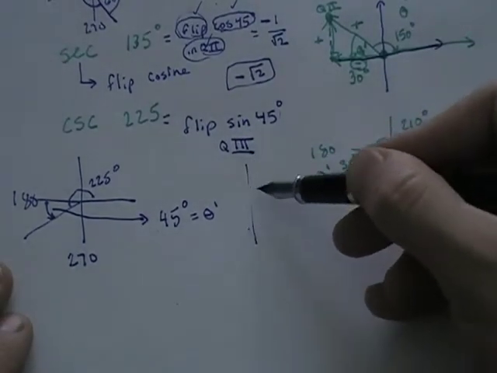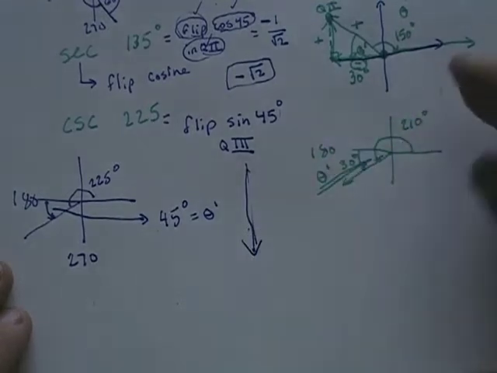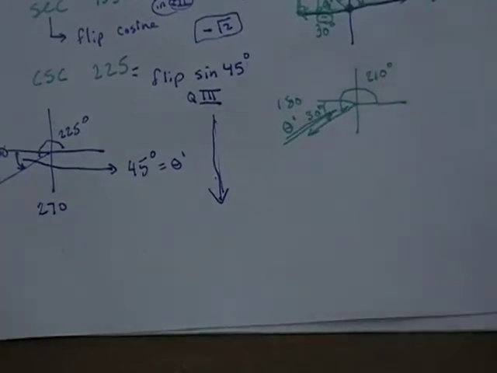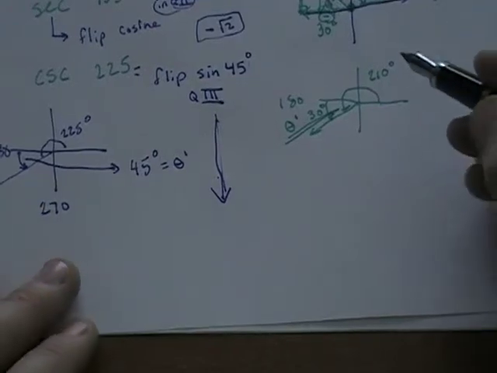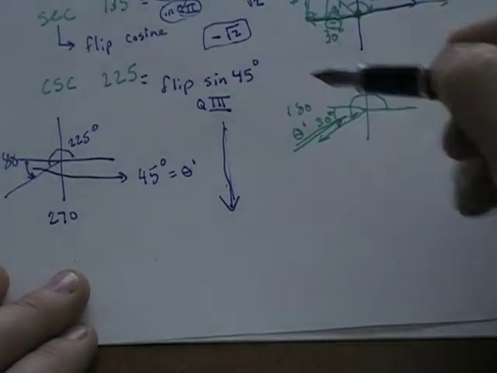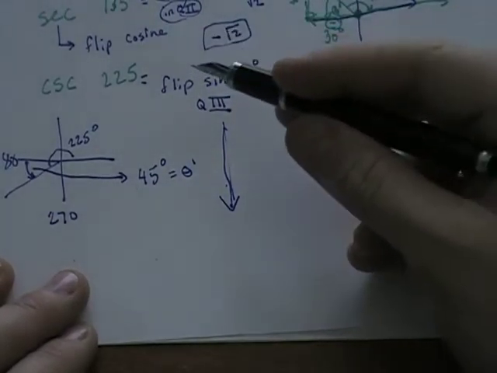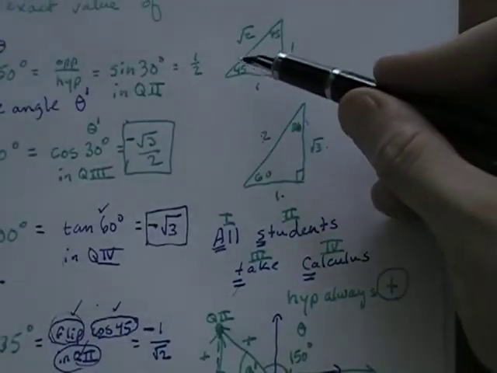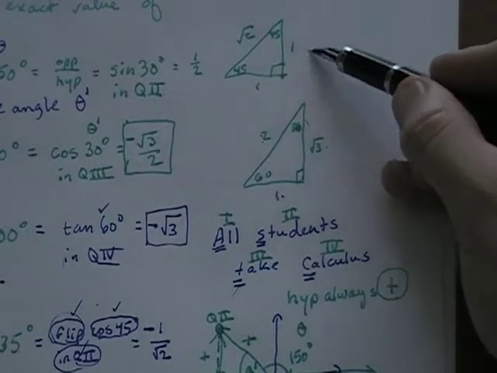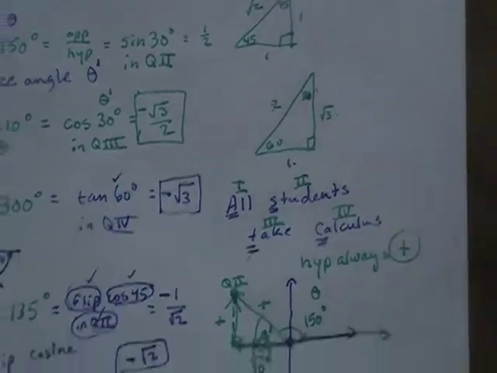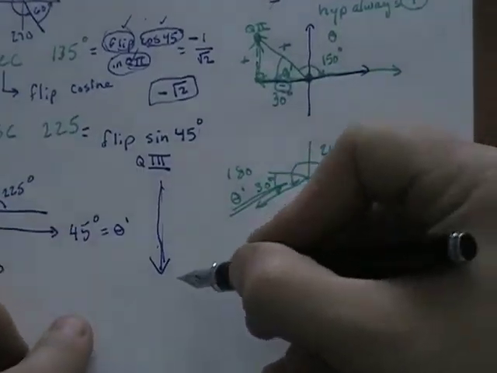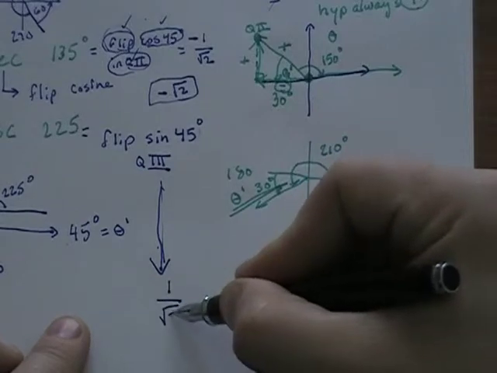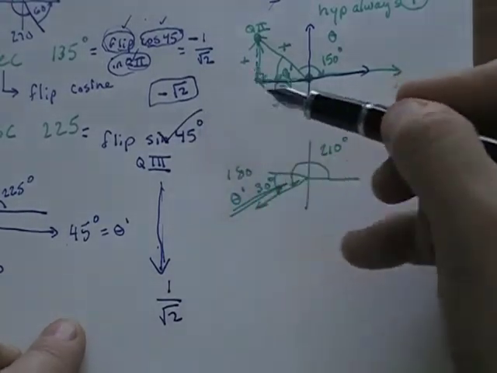So I'm going to bring this down here because I've run out of room. I always do that. I box myself into a corner. If you watch my videos, I'm really, really bad about that. So cosecant of 225. Flip sine of 45 in quadrant 3. So I go up here and I say 45. What is sine? Opposite over hypotenuse. 1 over root 2. So I put 1 over root 2. I took care of that part.